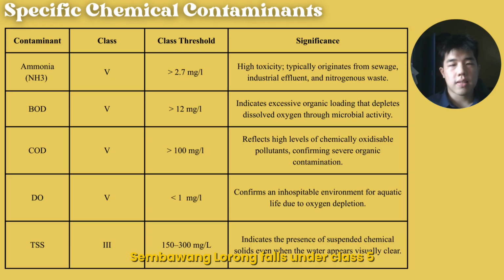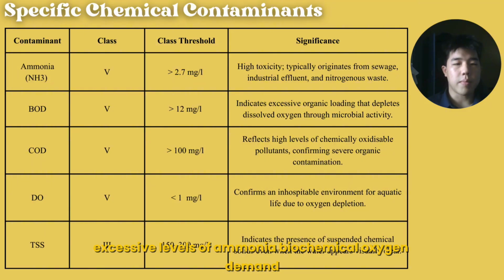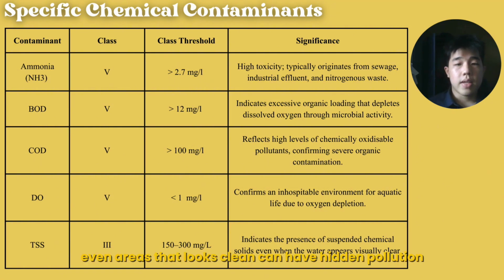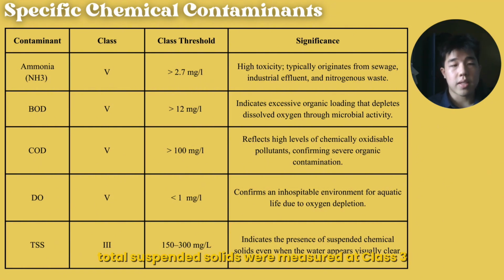Sungai Teluk Gong falls under Class 5 in the National Water Quality Standards, the worst pollution category. Excessive levels of ammonia, biochemical oxygen demand, chemical oxygen demand, and total organic carbon were recorded. These compounds make the river even more polluted than typical industrial or domestic wastewater. Even areas that look clean can have hidden pollution. Total suspended solids were measured at Class 3, showing that chemical contamination is not always visible.